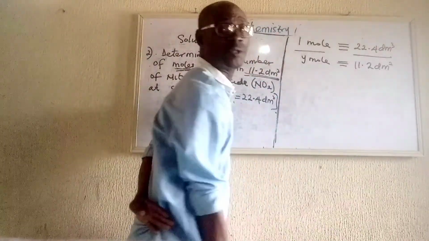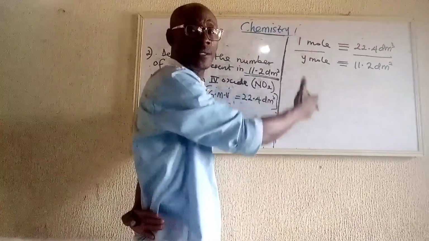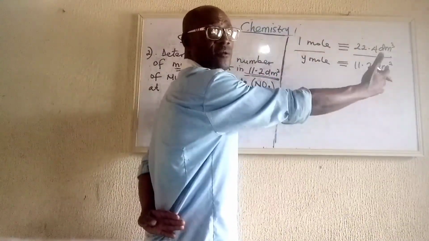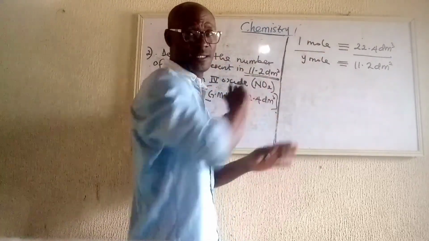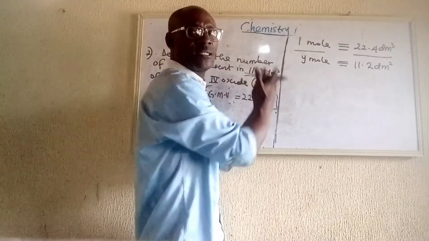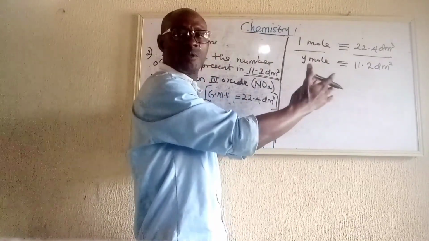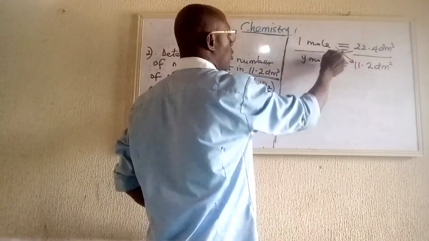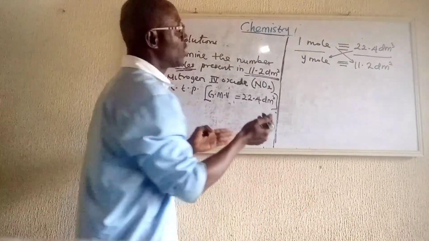Draw a division line between them. Ensure the arrangement is okay. The moles on the same side, the volumes on the same side. It can be either side, but you cannot mix it up. So all the moles must be on one side, all the volumes must be on one side. So you cross multiply. When you cross multiply, what do you get?